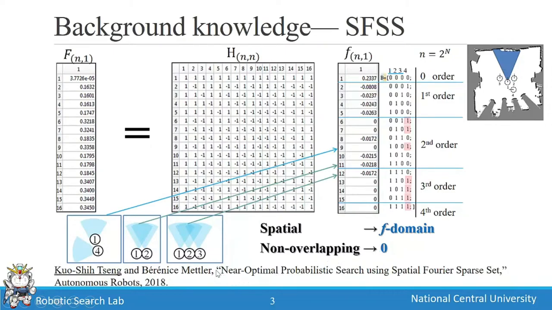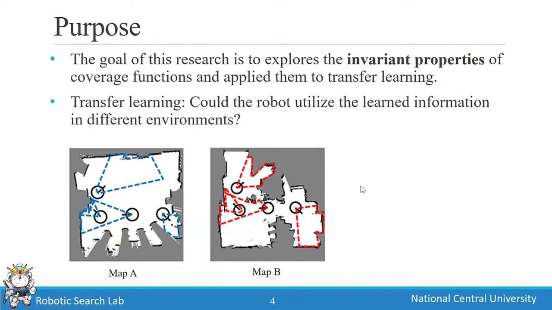This was our previous work, and this approach is called a spatial Fourier sparse set. Now in this research, we try to prove why this is sparse. The goal of this research is to explore the invariant properties of coverage functions and then apply them to transfer learning. In the transfer learning problem, we will try to answer one question: could the robot utilize the learned information in different maps? For example, if the robot builds the coverage function in map A, when it moves to another map, could the robot utilize the same information? This is the concept of transfer learning.